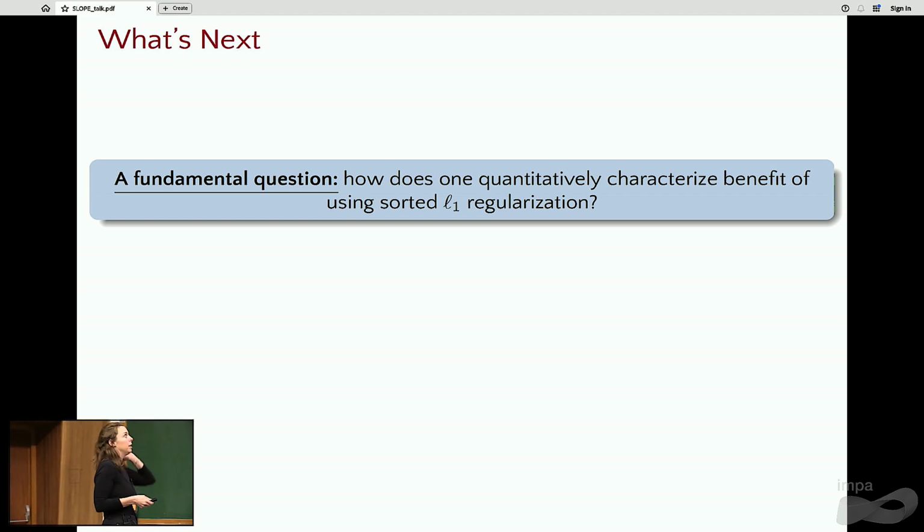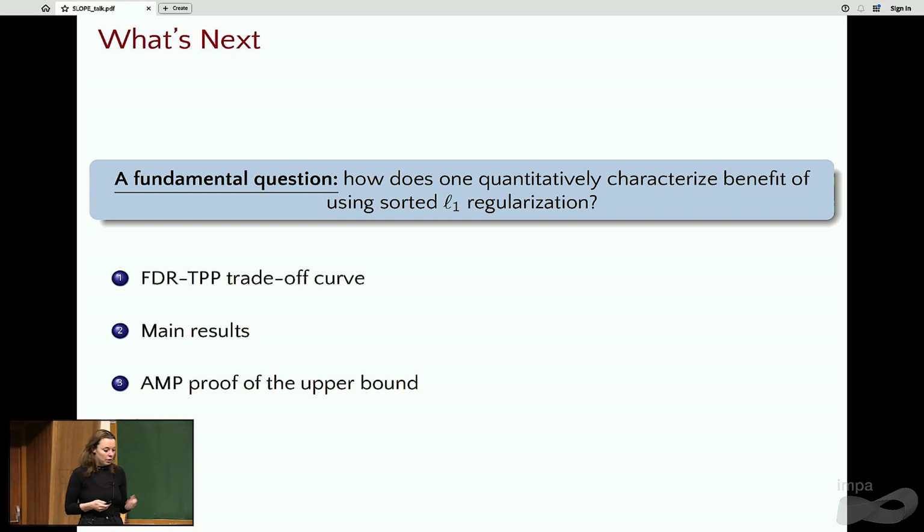And so our question was, can we quantitatively characterize the benefit of this sorted L1 regularization? The way that we decided to study this problem is to study the model selection properties. In particular, this is related to the number of false discoveries and the true positives found by the two estimators. So what I'm going to do is introduce the object that we're studying, which is this FDR TPP trade-off curve, show our main results, and then discuss a little bit about how AMP is used in the proof.